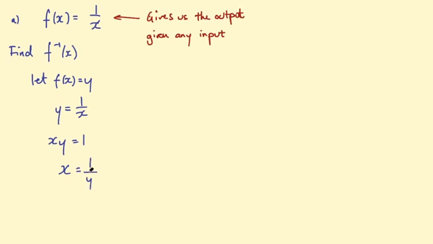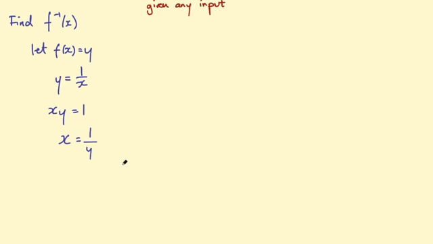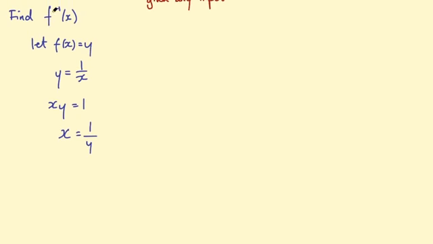And now what this equation is doing is saying if we input y, we will get x. In other words, if we input what we originally called the output, we will get the input. So that's the idea of an inverse function. And so now we change the letters, so the output becomes the input. In other words, the output becomes x.